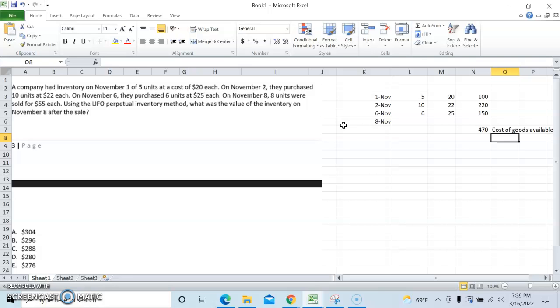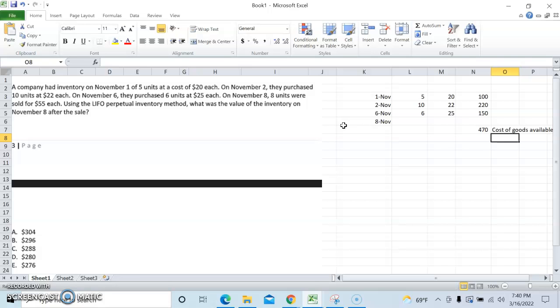So now that we got a cost of goods available for sale, now we have to figure out what our cost of goods sold is. So we're using LIFO Perpetual inventory method. LIFO stands for last in, first out. So that means we're going to start with our last purchases and work our way up. So we're going to start with the November 6 transactions.